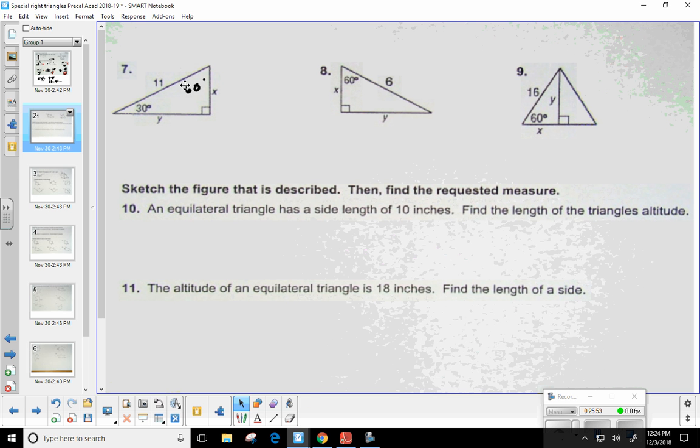Okay. Let me go ahead and write this out real fast. So across from 30 is always n, the shorter leg. What's across from 60? What do we do to the shorter leg to get that? N times the square root of what? 3. And then the hypotenuse is always double the shorter leg. So you'll notice this one is different again. It's not giving me the shorter leg. It's not giving me the longer leg. It's giving me what? It's giving me the hypotenuse.